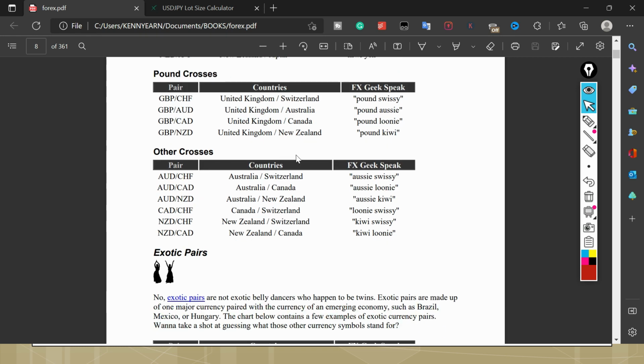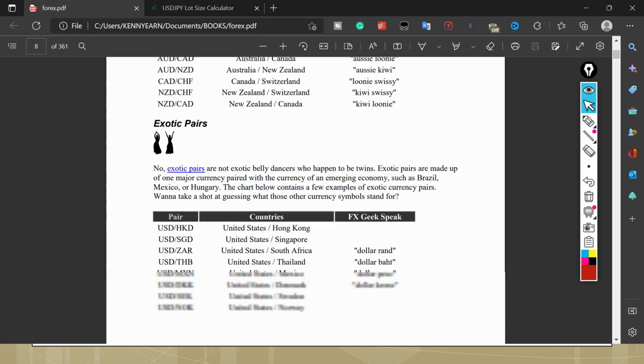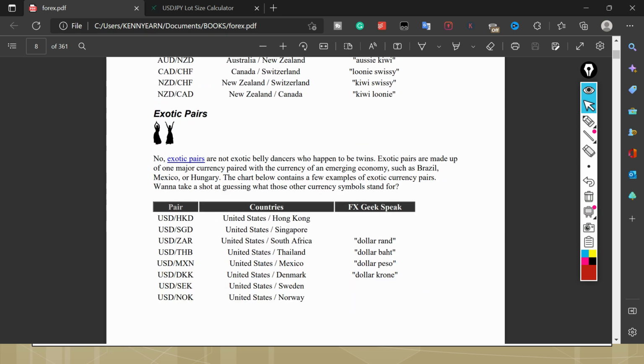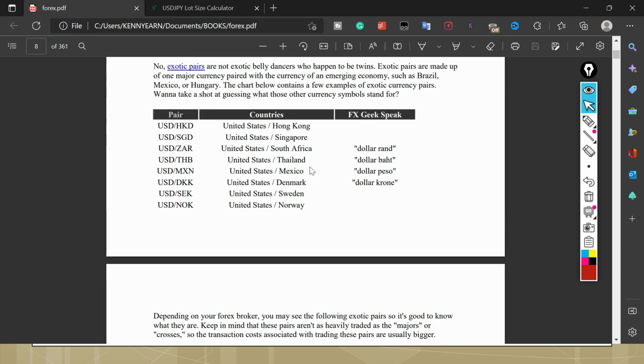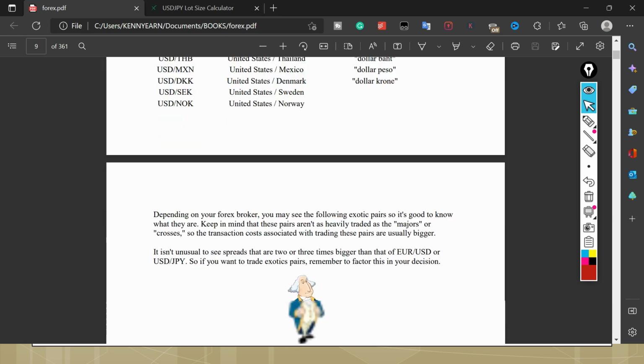That's what I mean by minor currency pairs. These ones are exotic pairs. Most of the time, these have a high spread. I'm going to be teaching you about spread later, but I don't really use those pairs.